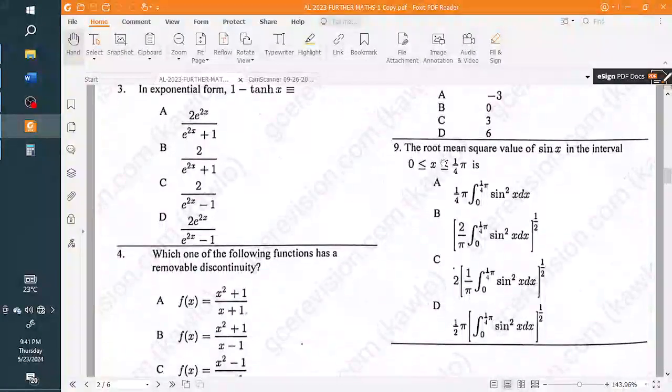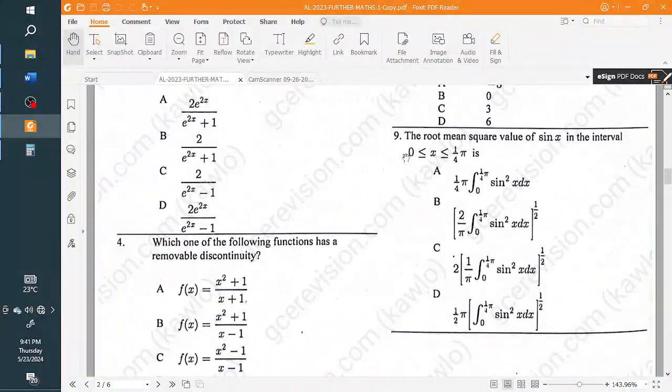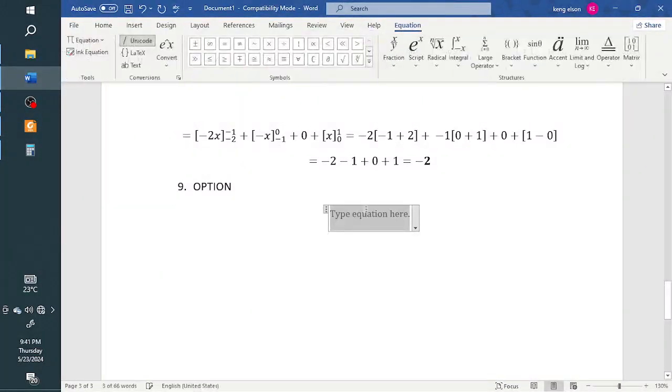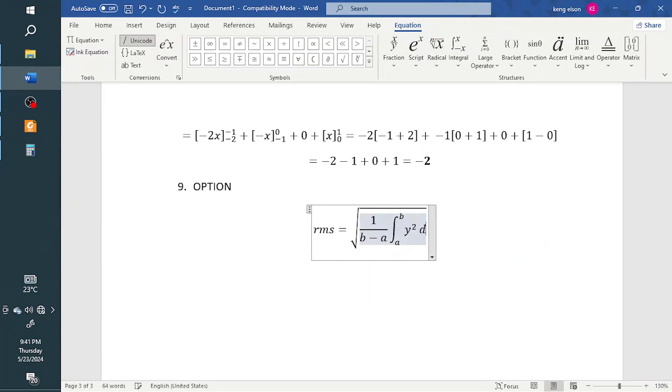Question 9. The root mean square value of sine x in this interval is, we just have to apply the formula. Root mean square of any function in an interval a to b is the root of the mean. The mean, we have to take 1 over b minus a, then integrate from a to b of the square of the function with respect to x. That is root mean square.